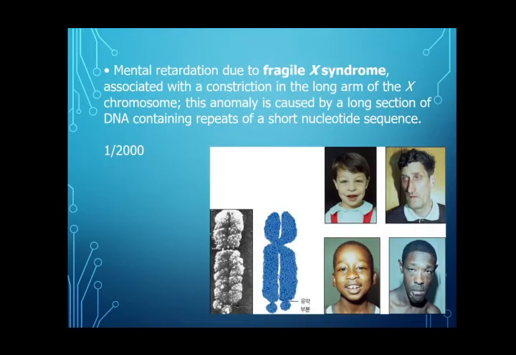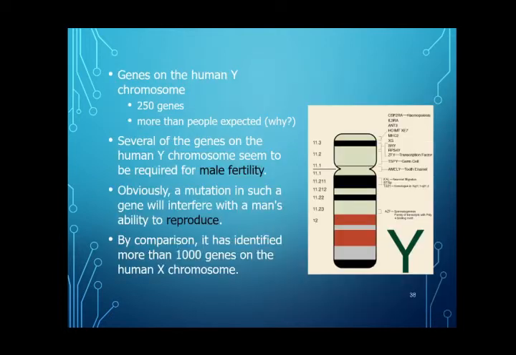Fragile X syndrome can cause mental retardation. It is associated with a constriction in the long arm of the X chromosome. As you can see, the name of the disease is Fragile X syndrome. This chromosome has an overhanging part which is constricted and easily breaks, so we call it fragile. This anomaly is caused by a long section of DNA containing repeats of a short nucleotide sequence. It happens in 1 out of 2,000 men.